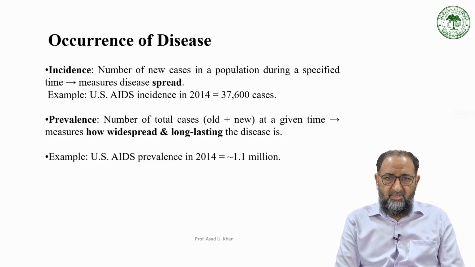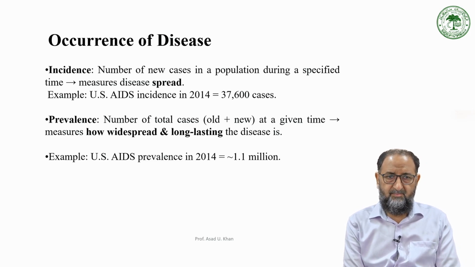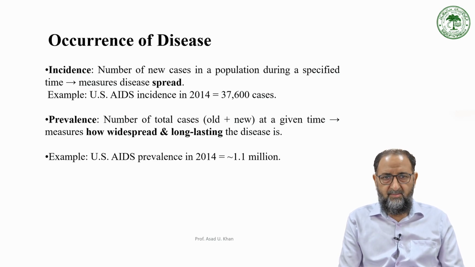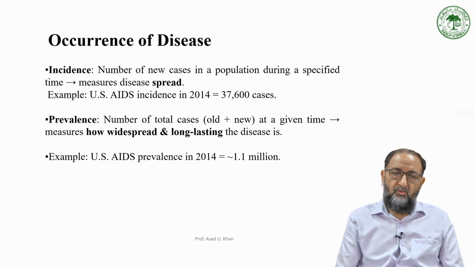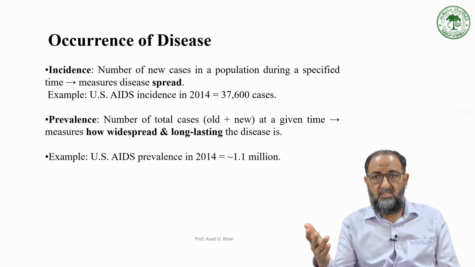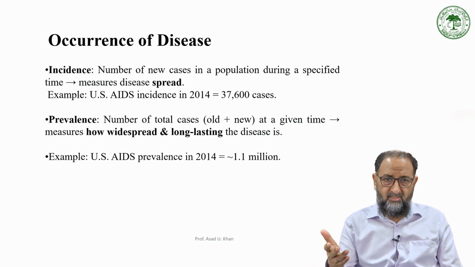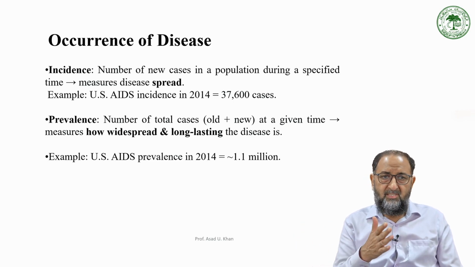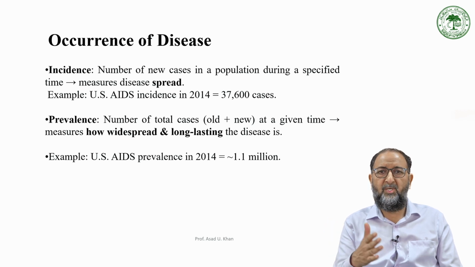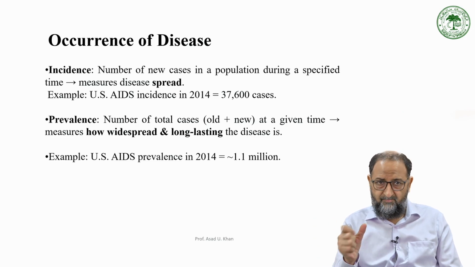Occurrence of disease: how do diseases occur? So incidence, what is incidence? Again, there's some terminology I use here. Incidence means the number of new cases in the population during a specified time. So in a specific time period, what is the number of cases of the disease that occur? We call that incidence. We measure the disease spread. If the incidence is higher, the spread is greater. It is directly related to the spread of the disease. For example, US AIDS incidence in 2014 was 37,000 cases. So this is the incidence.